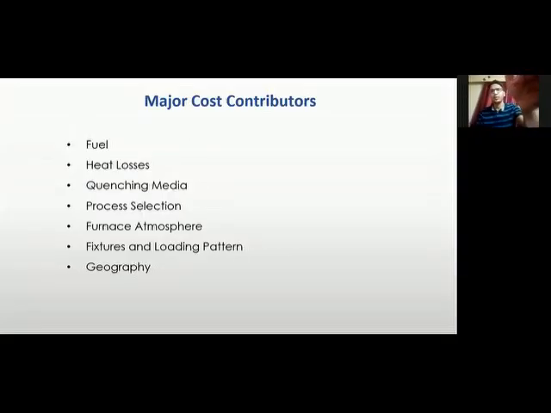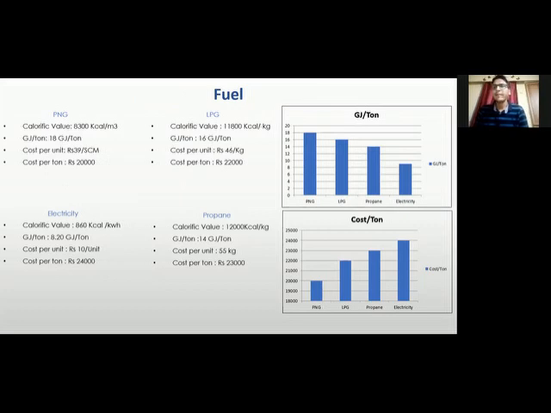Yes, please. Okay, good evening, everyone. Today's topic is cost optimizing heat treatment. So, the fuel cost is the major contributor in heat treatment shop. The major cost contributors are fuel, heat losses, quenching media, process selection, furnace atmosphere, fixture and loading pattern, and geography. So, let us see one by one how they contribute in heat treatment processes.